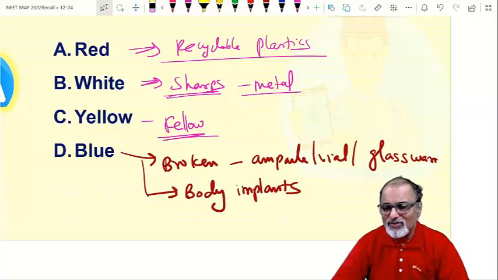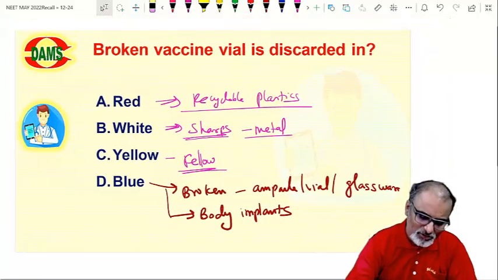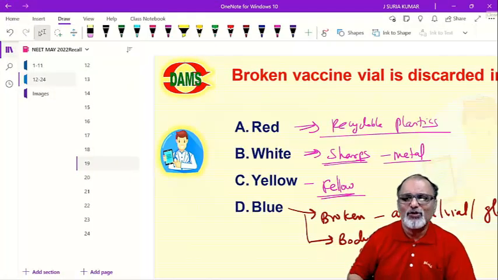Yellow, fellow related waste. Human or anatomical waste, chemical waste, expired drugs, biochemical waste, biotechnology or laboratory wastes. Apart from that, linen, beddings, vomitus, feces, everything. Okay, make it very easy. This question usually community medicine will take. Some questions are overlapping, no problem.